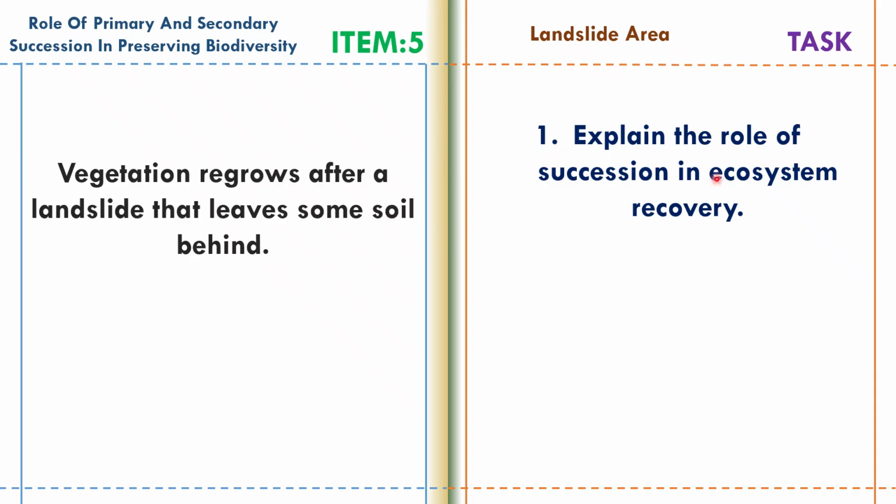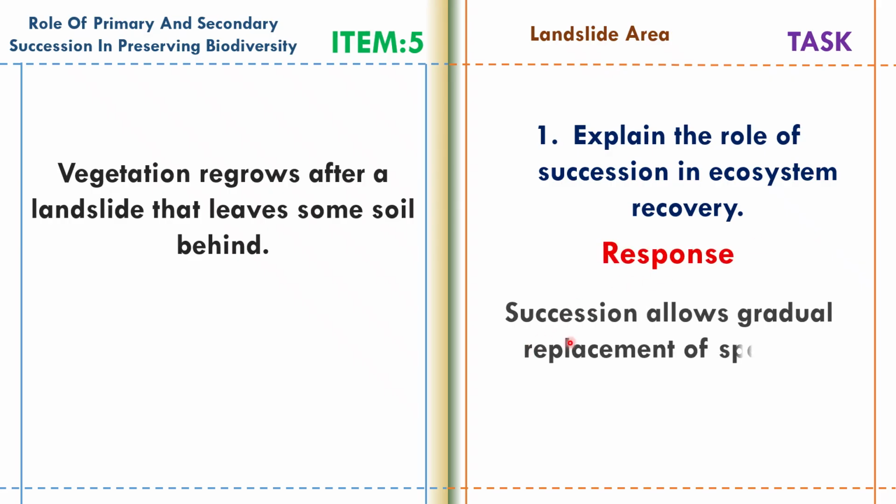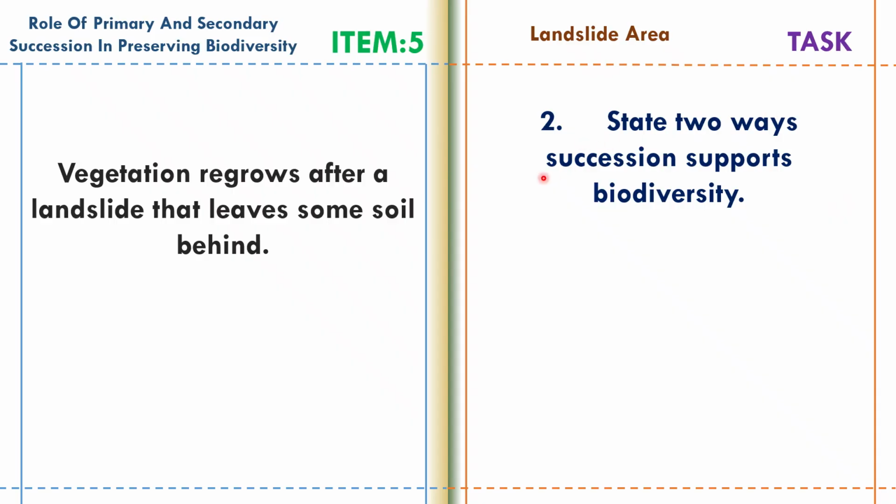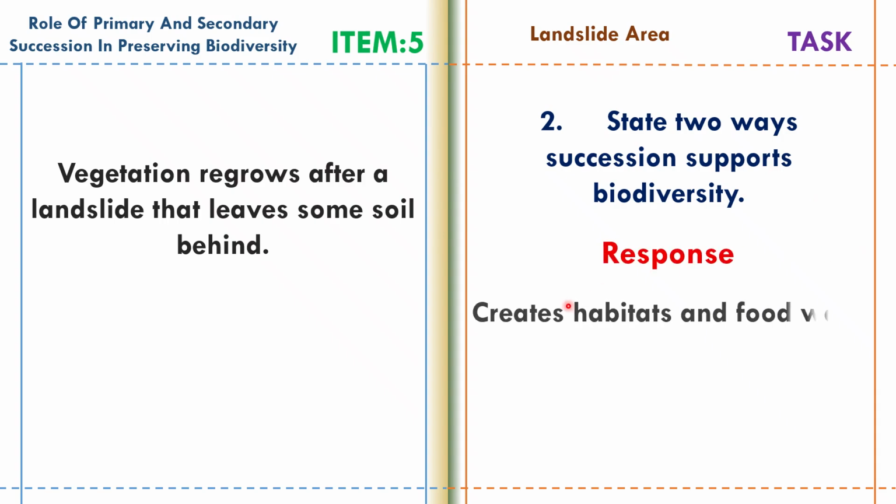Explain the role of succession in ecosystem recovery. Succession allows gradual replacement of species. State 2 ways succession supports biodiversity. Creates habitats and food webs for diverse organisms.